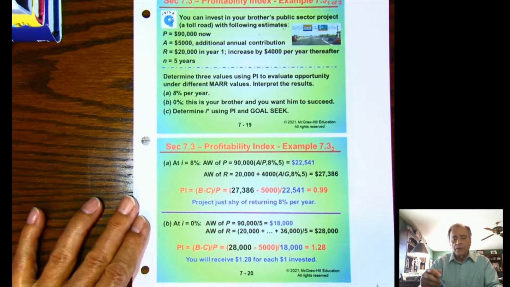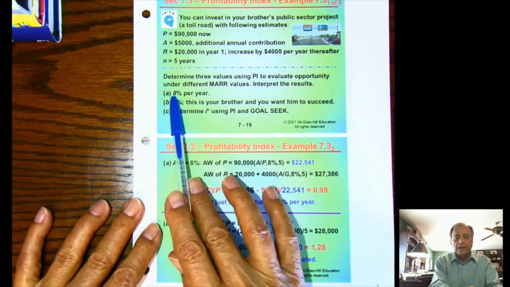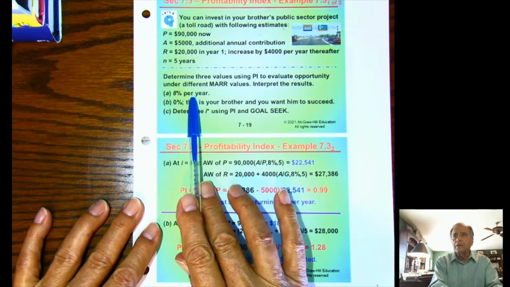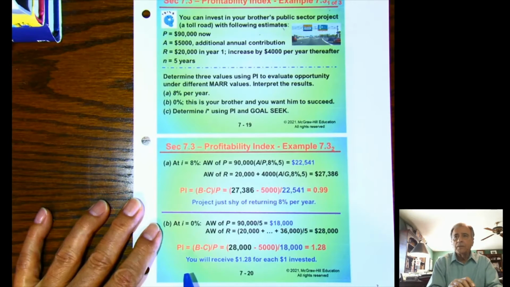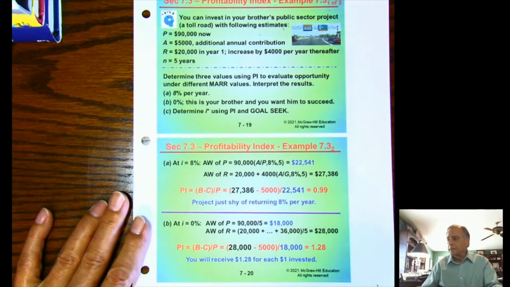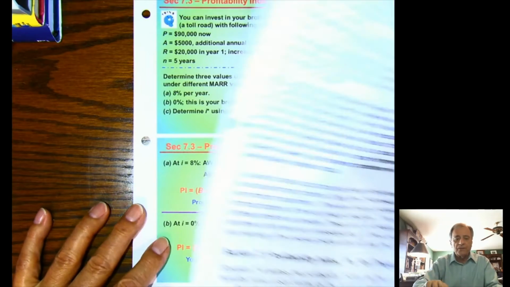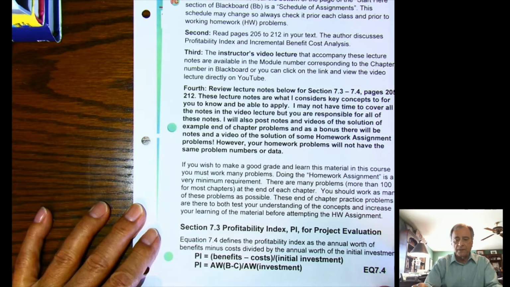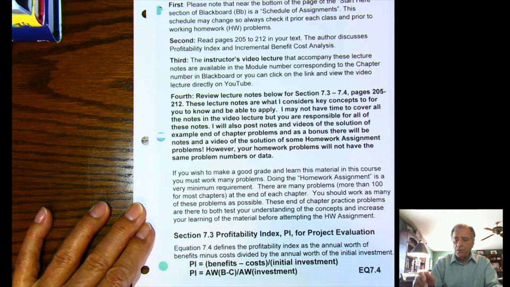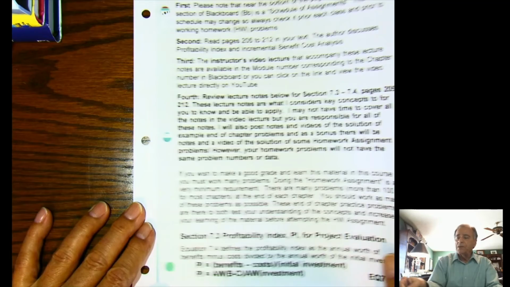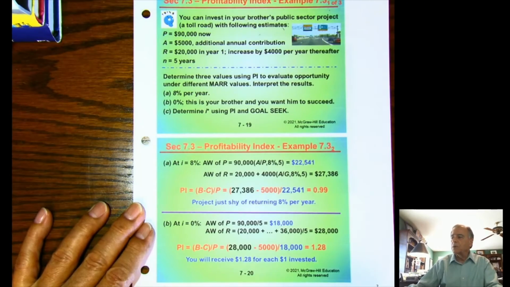So first we're going to solve part A, MARR of 8%. So we're going to find the profitability index at 8%. And remember, the profitability index, equation 7.4, is what we need to use. And it's the benefits minus the cost divided by the initial investment. And we usually work that with an annual worth method.